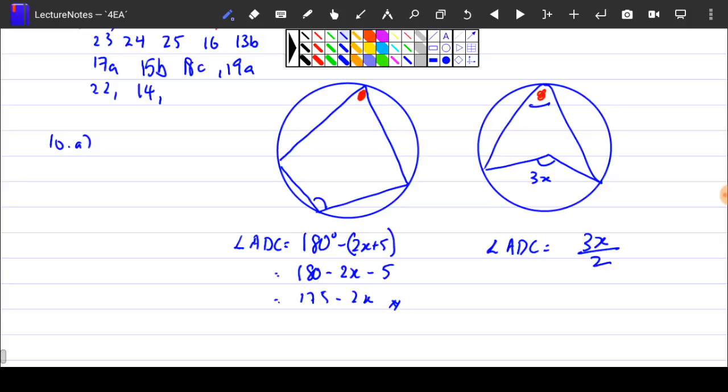Answer can, because got two properties. But it's not angle at center. It is center, what?